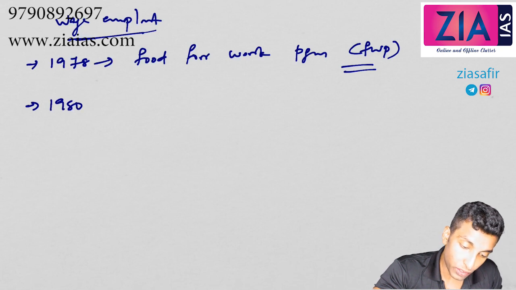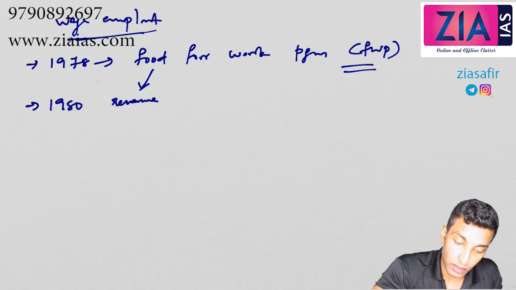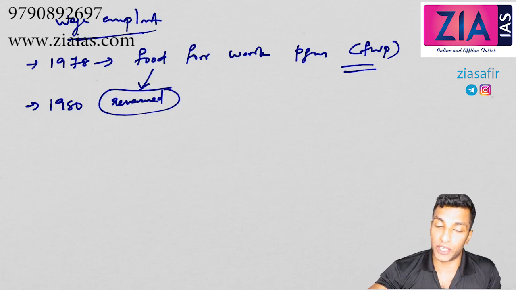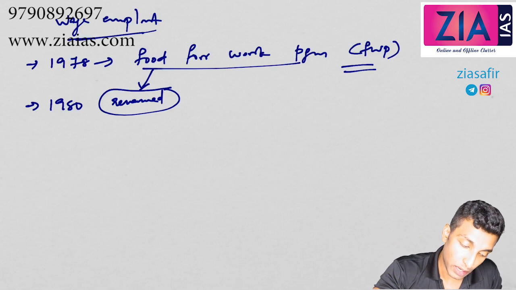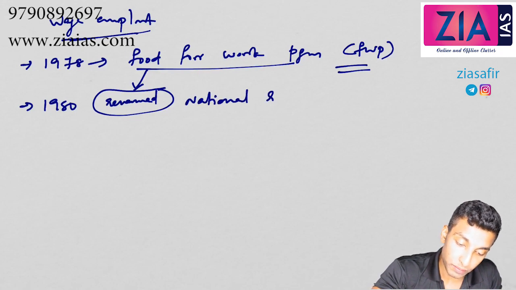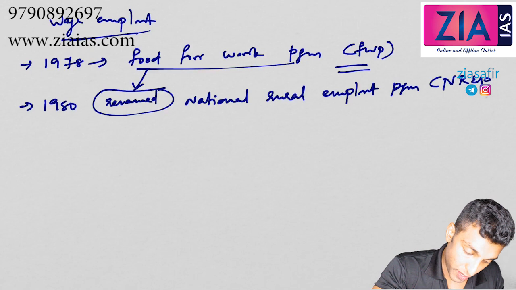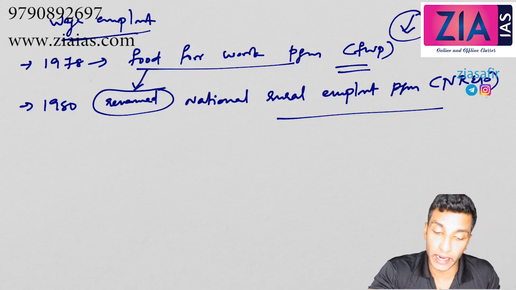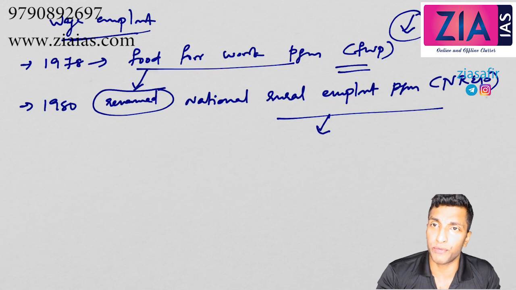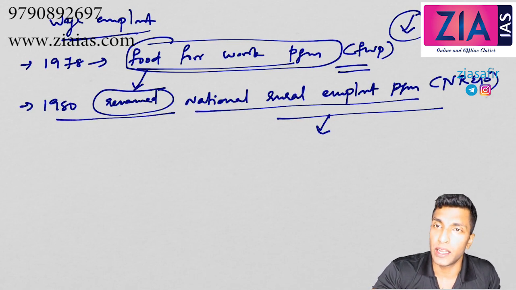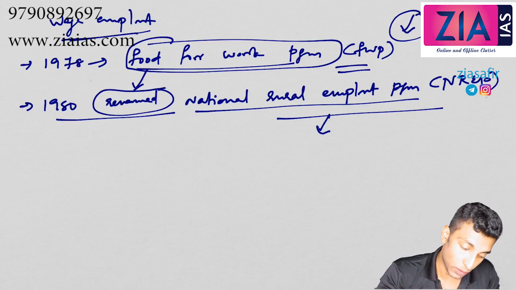Then in 1980, the same program was renamed. You don't need to remember all these old programs; I'm just talking about the evolution, and I will reach MGNREGA by expanding on this. The Food for Work Program was renamed and became the National Rural Employment Program, NREP. When it was renamed, some changes were made. Earlier it was only food grains; now it was partial cash and half food. When it was renamed and restructured, it was partially wages and partially food grains that were provided.